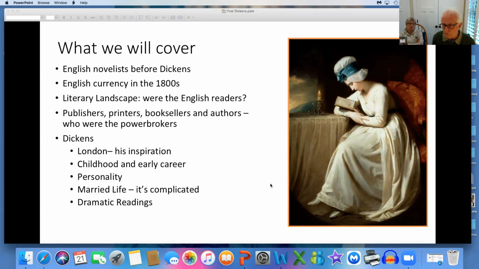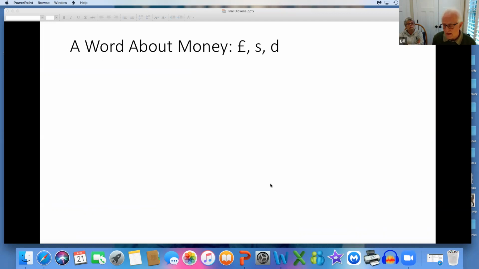Who were the English readers when he started out? We're talking about the rise of the novel. Well, were they readers? Weren't they? Who were some of his contemporaries in the trade? Publishers, printers, booksellers. I want to introduce you to a couple of these people. Then we're back into Dickens. So, I'll try to move ahead quickly.